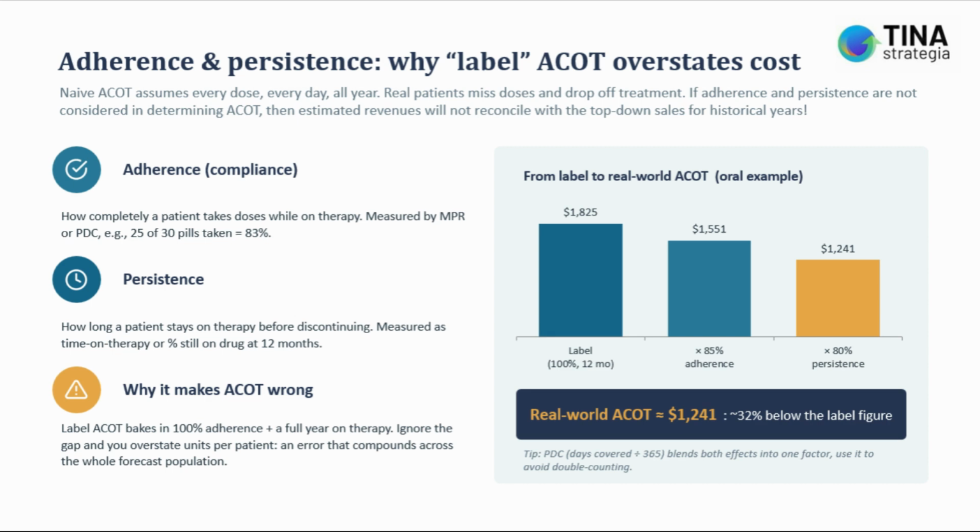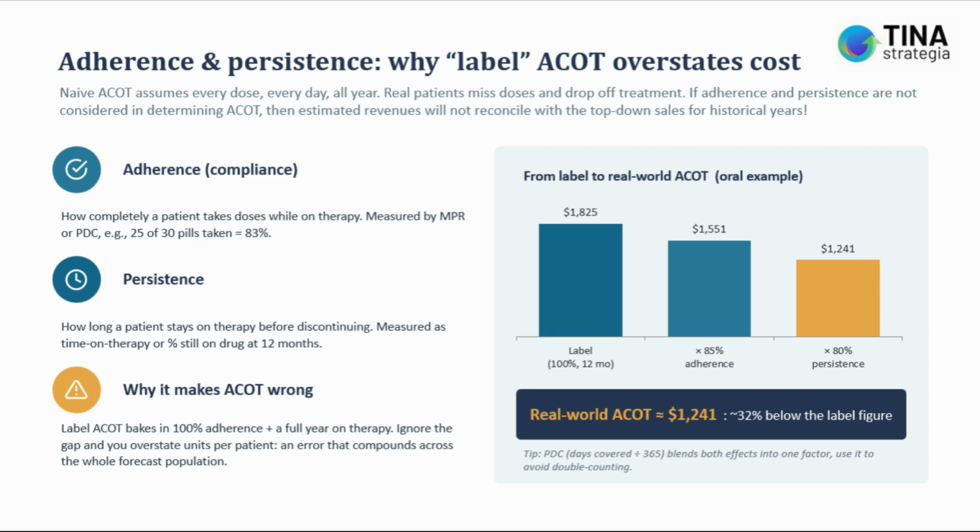There are two separate ideas here, and it's worth keeping them distinct. The first is adherence, sometimes called compliance. That's about how completely a patient takes their doses while they're on the treatment. If they're prescribed 30 pills a month but only take 25, that's about 83% adherence. It's measured with two metrics you'll hear: MPR, medication possession ratio, and PDC, proportion of days covered. Both are just ways of expressing what fraction of the prescribed doses the patient actually had.